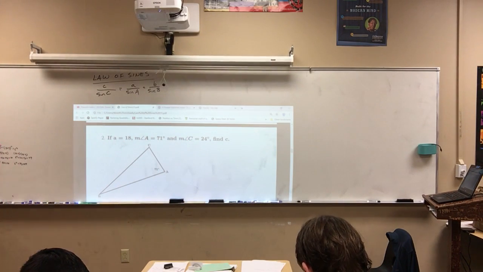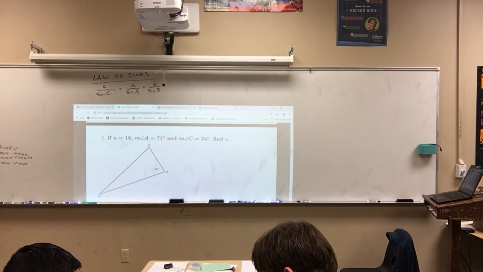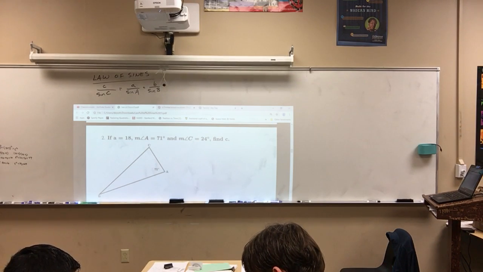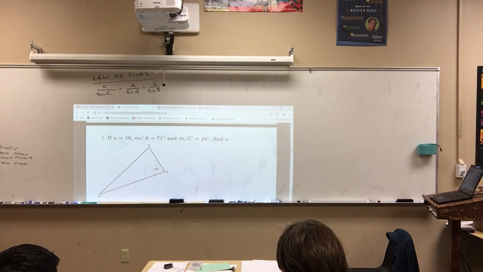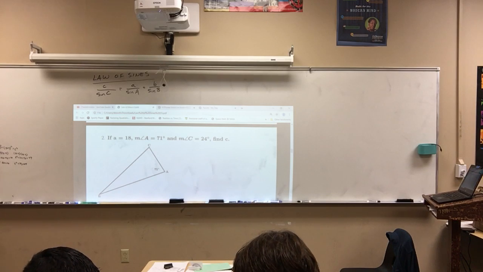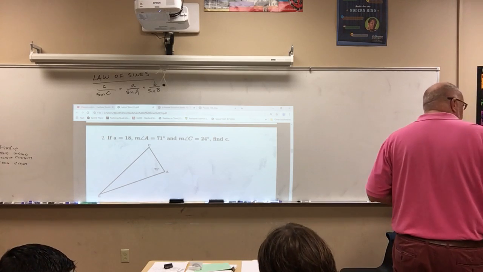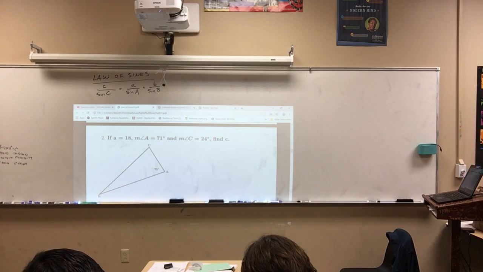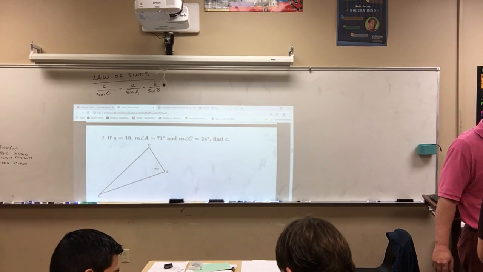Very visual. I would put the 24 in the picture, I would put the 18 in the picture, I would put the letter C in the picture. Because this is A, I remember it's always opposite. B, opposite would be little b. Cool. We're just going to be patient.